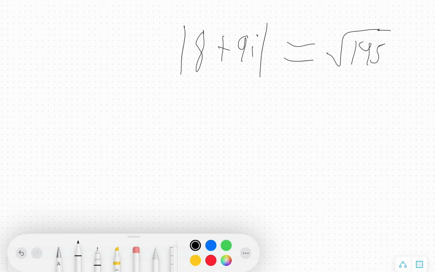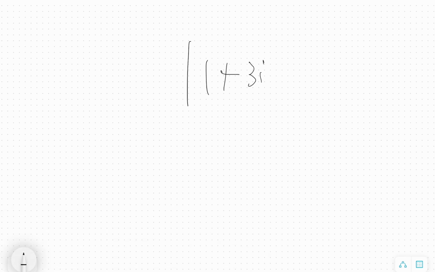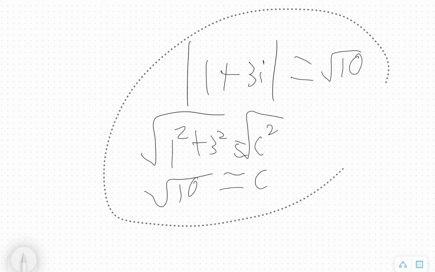Okay, so now I'm going to do a little bit smaller numbers. You're going to do the absolute value of 1 plus 3i. Try that one. So we'll do our Pythagorean theorem, 1 squared plus 3 squared equals c squared. We're going to square root both sides. 1 squared is 1, plus 3 squared is 9, so 1 plus 9 is the square root of 10, equals c. So the square root of 10. So yeah, those aren't too bad.